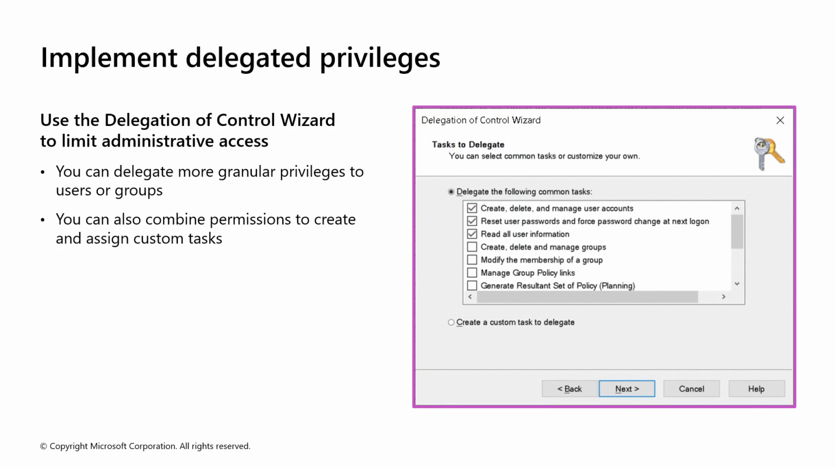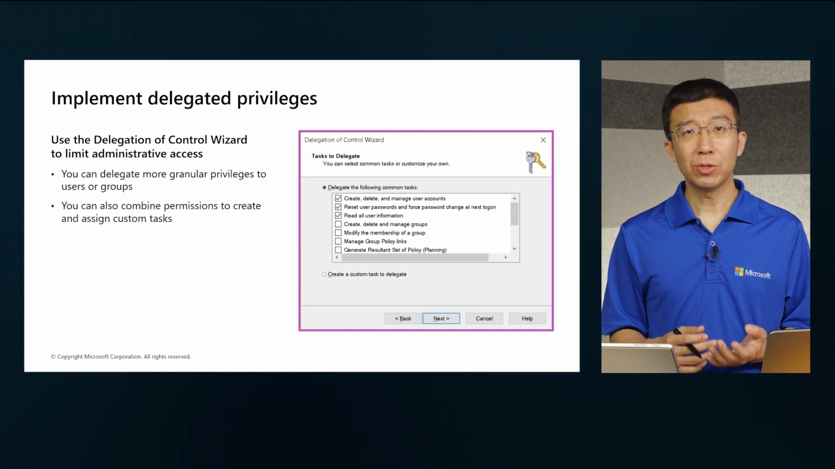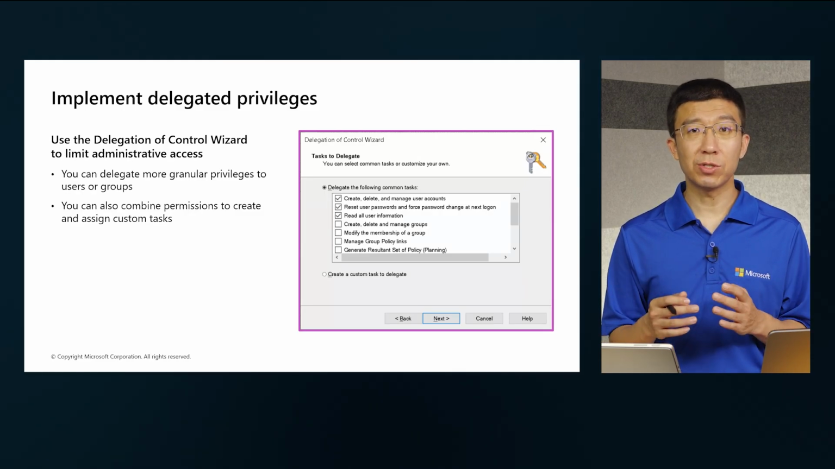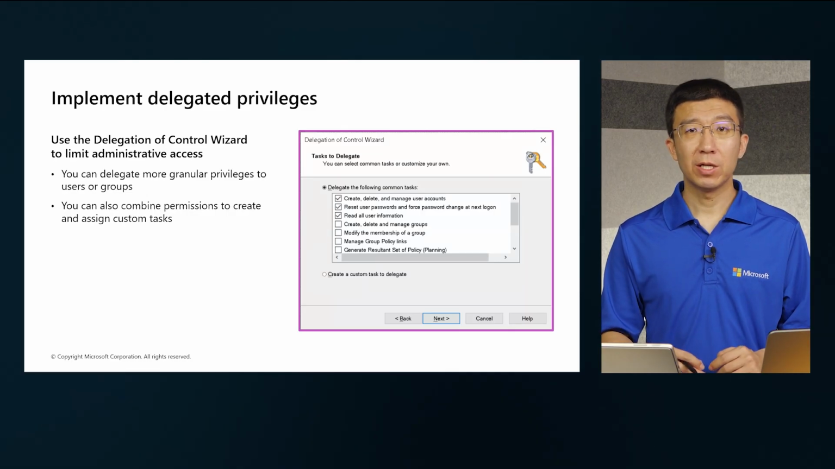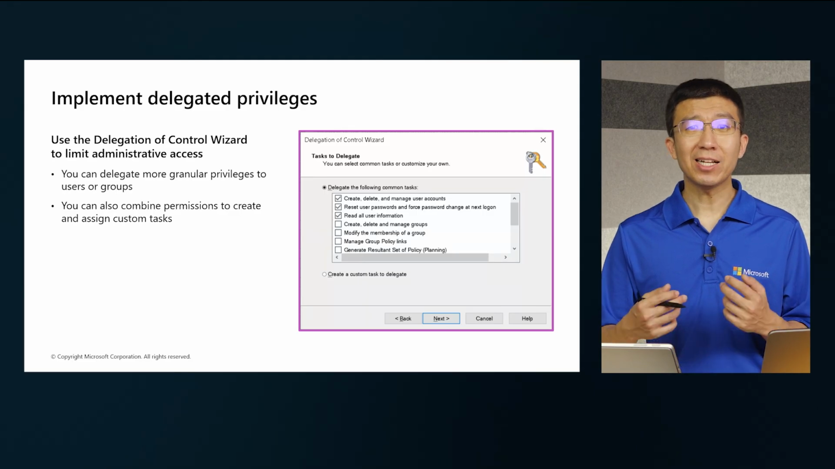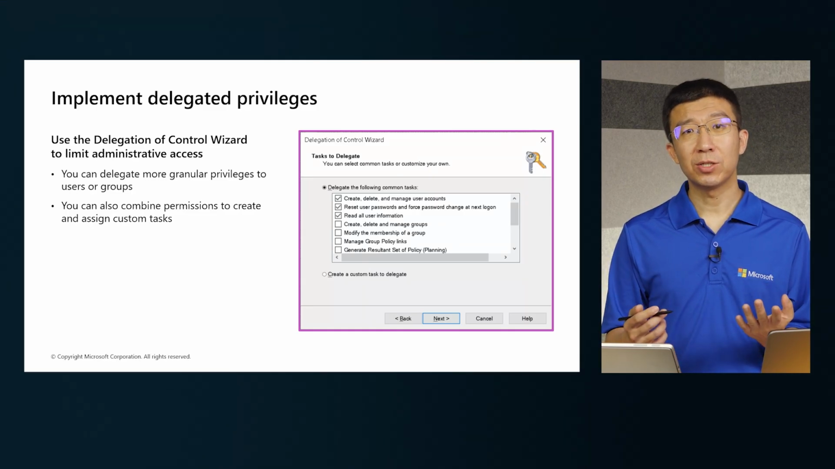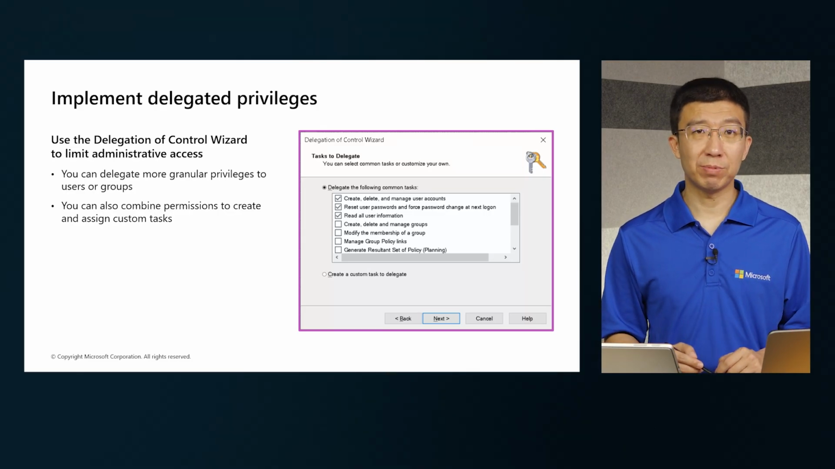Delegation allows you to grant specific administrative rights to users or groups without giving them full control. Use the Delegation of Control Wizard in Active Directory Users and Computers to assign granular permissions, such as resetting user passwords and managing group memberships.